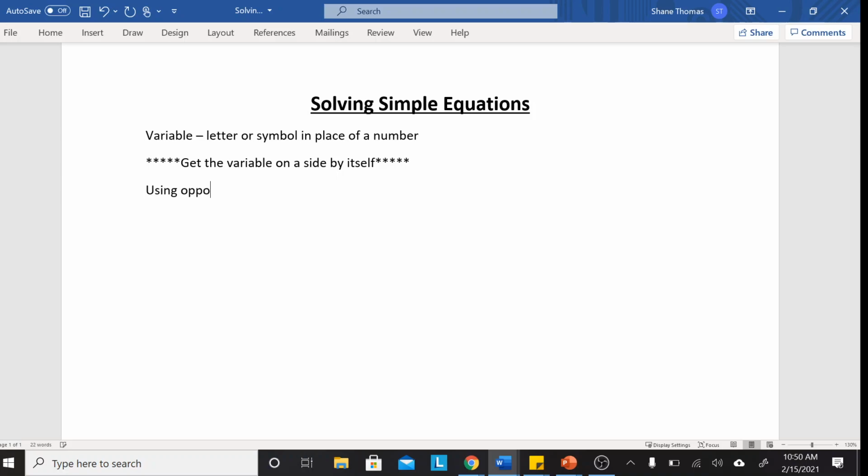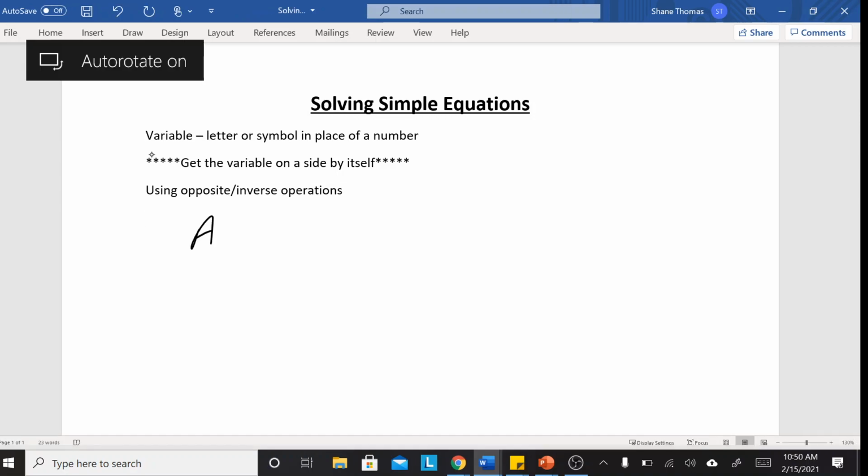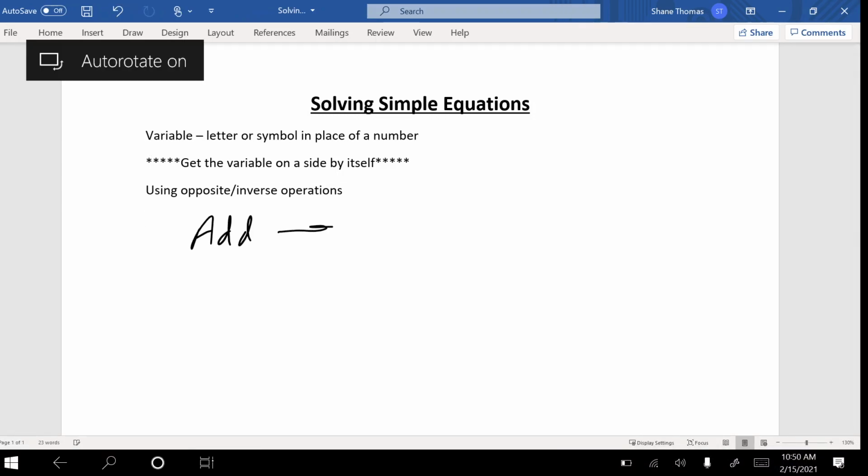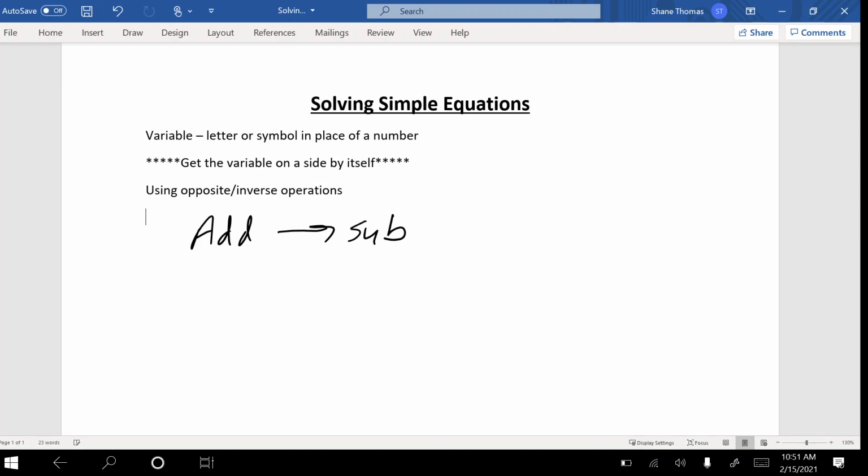using opposite or inverse operations. Okay? So, if I have addition, what's the opposite of addition? Subtraction. Good. And vice versa, right? Opposite of subtraction is addition. If I have multiplication, what's the opposite of that? Division.